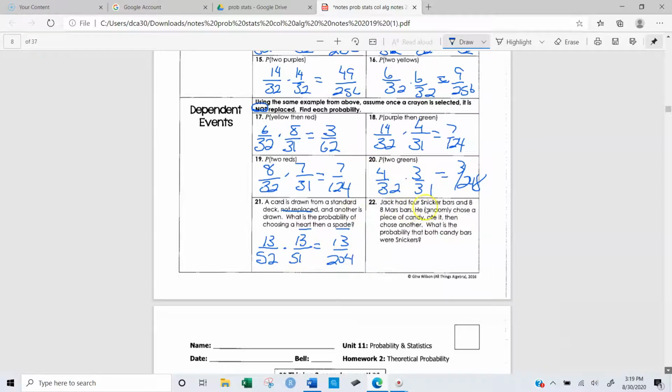Okay, Jack has 4 Snicker bars and 8 Mars bars. Oh, there's only supposed to be a 1 here, I forgot about that. He chooses a piece of candy, eats it, then chooses another. Okay, so when we first start, both were Snickers. So we start with 4 out of 12. He chose a Snickers, so there's 3 left, and he ate it, so there's only 11 left to choose from. Multiply that out, and you get 1 out of 11.